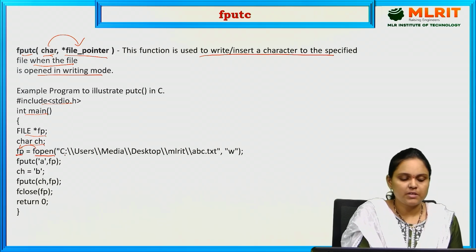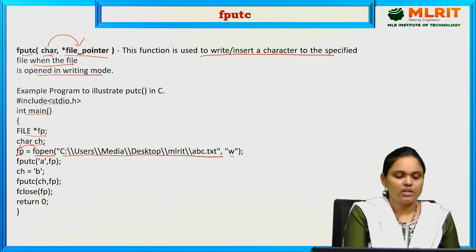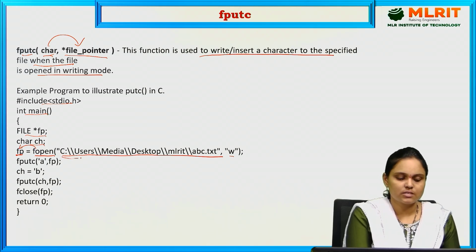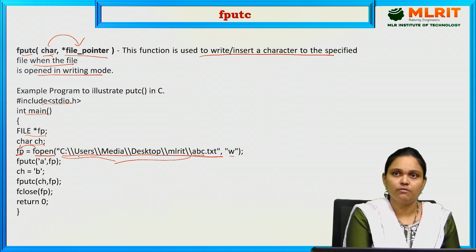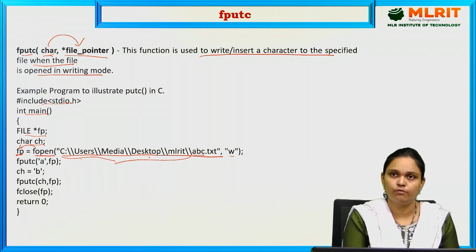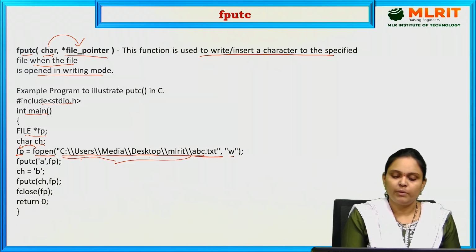The first parameter in this fopen function is the path of the file, and the next parameter is the mode of operation. Path of the file means I want that particular file in this specified path. The name of the file is abc, and my file is located in C drive. In C drive we have a users folder, in the users folder we have a media folder, in the media folder we have a desktop folder, and in that desktop folder we have an mlrt folder. In that mlrt folder I am going to create my abc.txt file.